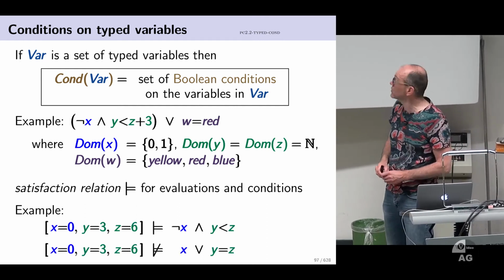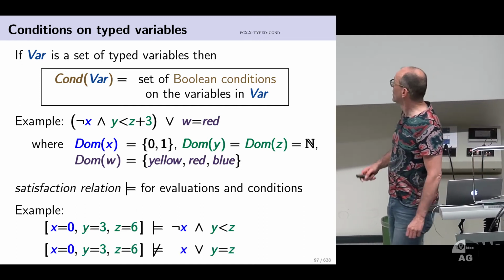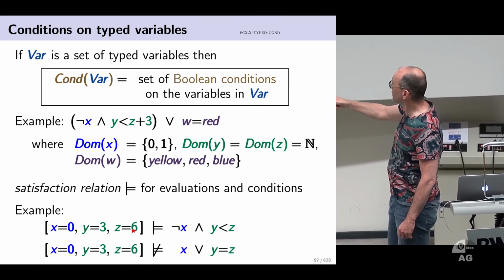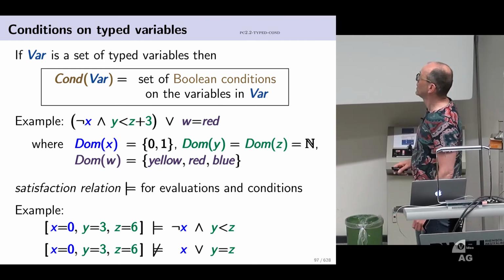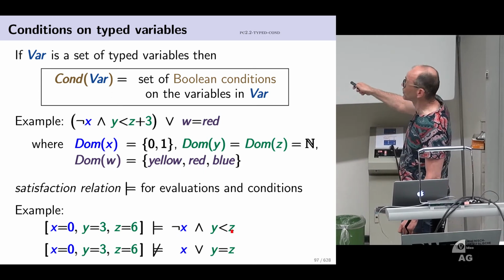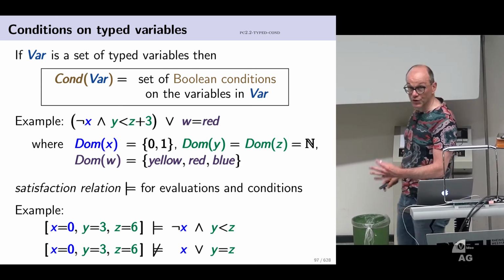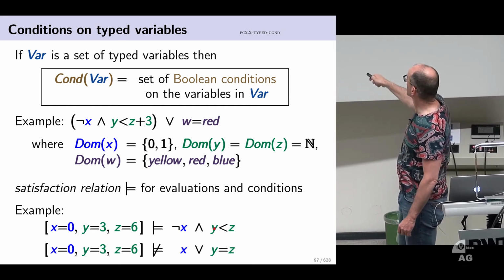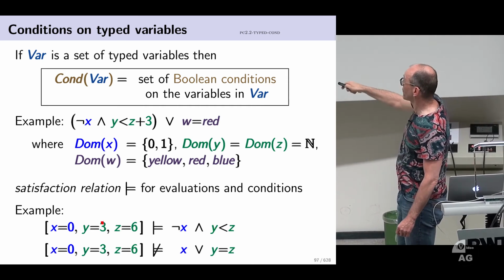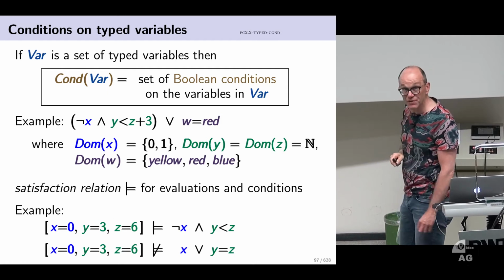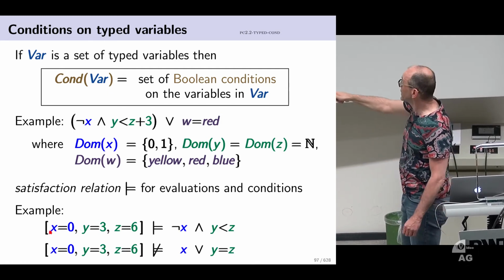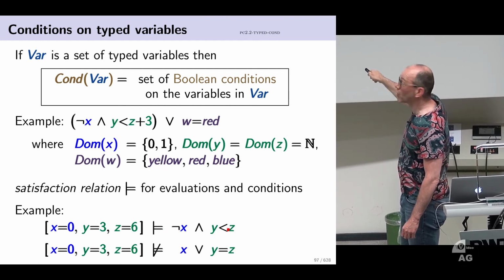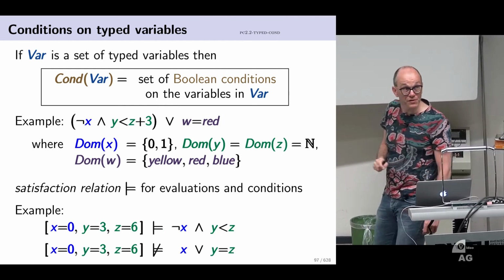So I do this by means of an example. Suppose that the current state tells you that x equals 0, y equals 3, and z equals 6. And now I would like to check whether this condition holds. Now, of course, not x holds because x equals 0. And of course, y is less than z because 3 is less than 6. That means that this state satisfies this formula. That's the way to read this.